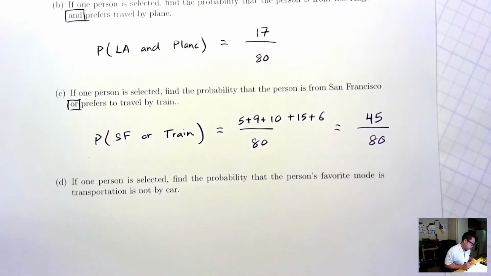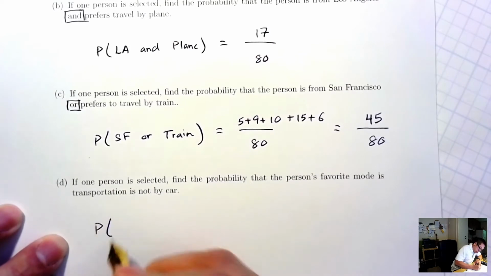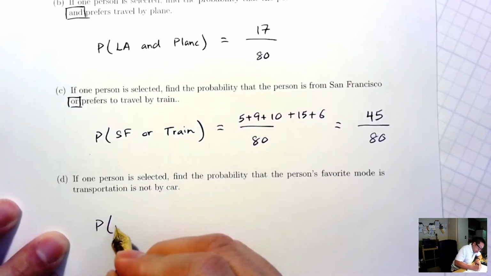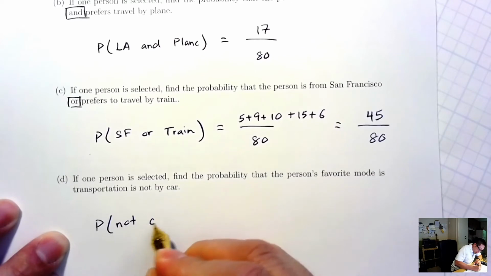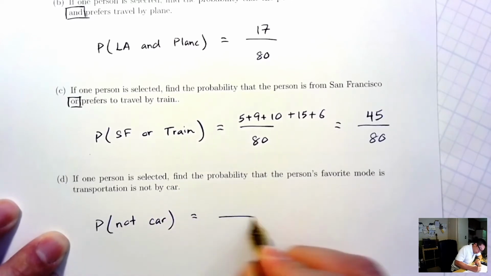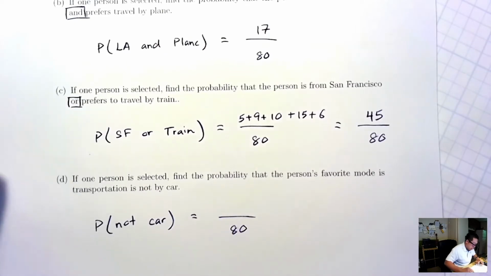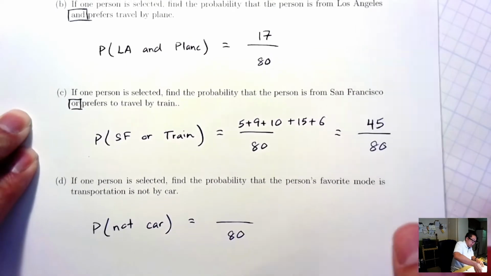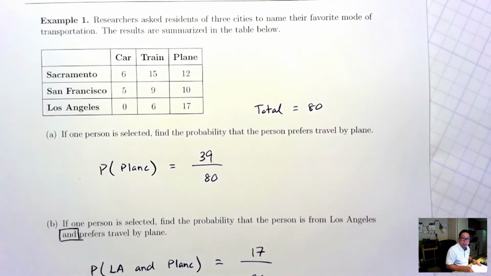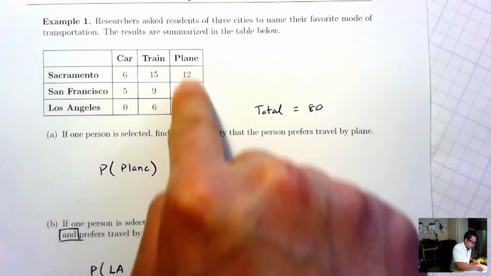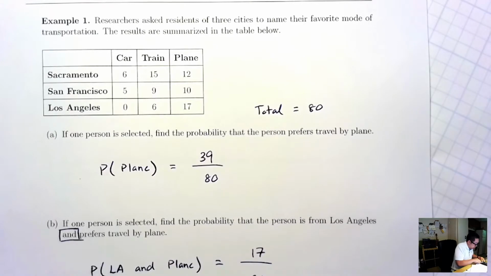Part D, if one person is selected, find the probability that the person's favorite mode of transportation is not by car. Notation-wise, we want not car. The bottom is going to be 80, just like before. The top, I want the not car numbers, which would be these 2 columns. So 15, 9, 6, 12, 10, 17, that's 69.